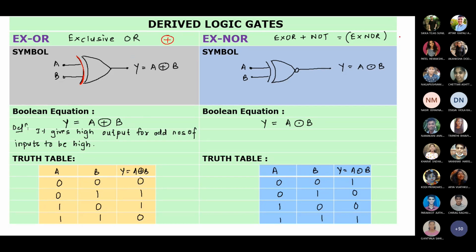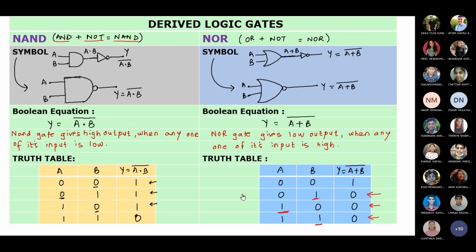Okay, the symbol of the XNOR operation is a dot and a circle. So these are the symbols of it. Just as the symbol of NAND was a dot and a bar, the symbol of NOR was a plus and a bar. Same way.